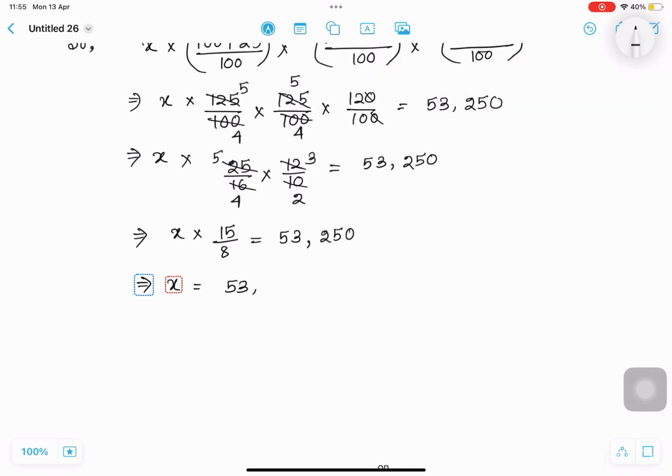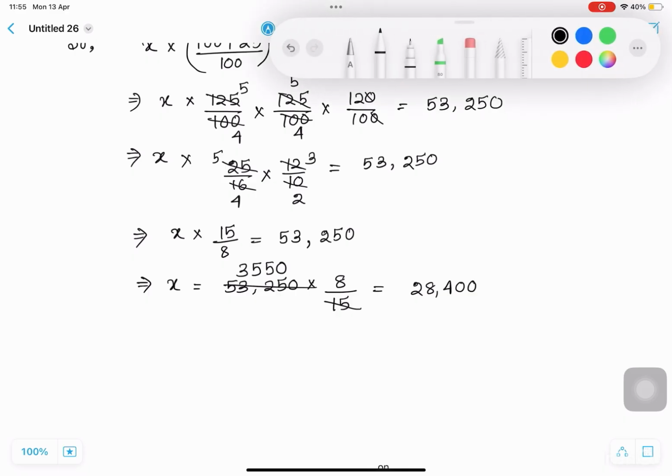53,250. So X equal to 53,250 into 8 by 15. So if I cut this one, then I will get 3,550 into 8, that will give you 28,400. Okay, that is the price at which Prasant bought the laptop from the shopkeeper.